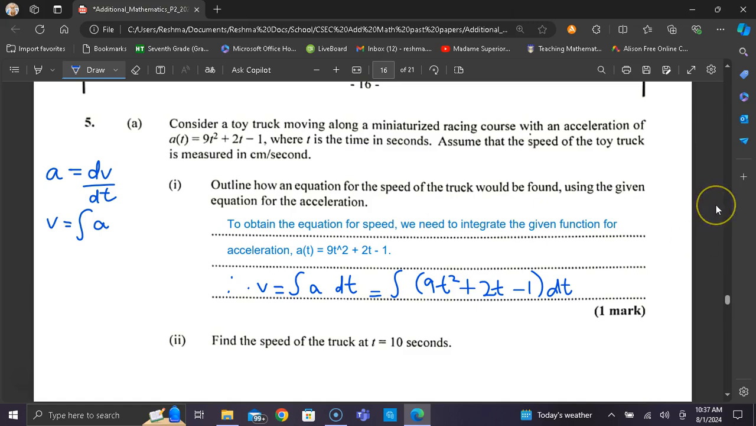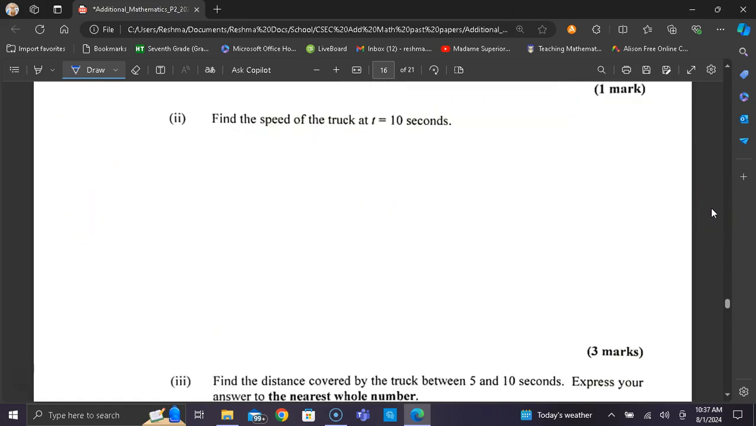So let's go on to part 2, where for 3 marks you have to find the speed of the truck at t is equal to 10 seconds. So this is where we need to show our calculations. Right, so I'm just writing over what I had from before. V is equal to the integral of 9t squared plus 2t minus 1 with respect to t.